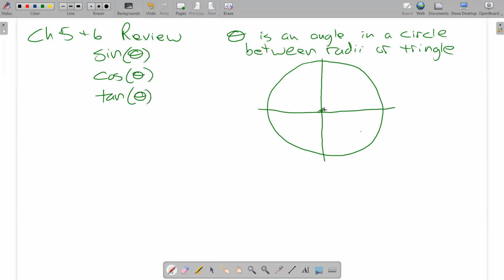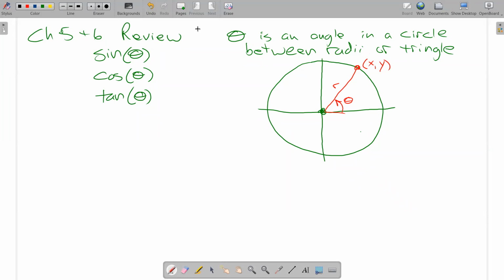So some circle centered at the origin. I take some radius out here. That forms an angle with the positive x-axis. So whenever we start with the positive x-axis and measure the angle, that's called the standard form for the angle right there. So there's my theta. Now that leads to a point here on the circle. There's a radius that leads out to the point, and then we have coordinates x, y.